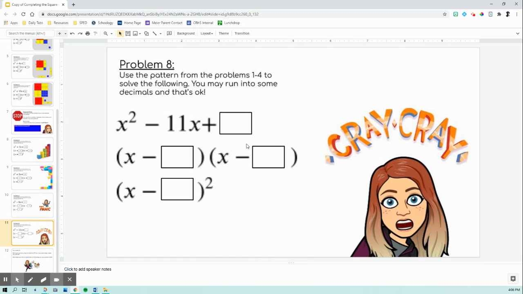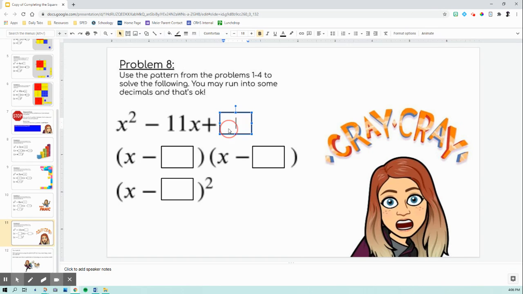Our last problem, we have both a negative and an odd number. So we'll get some decimals, and that's okay. But same pattern still, even though it's negative and odd. So we'll take negative 11 and divide it by 2. And then we're going to square that number. So for this problem, we would need 30.25 little blue tiles to finish out the square.